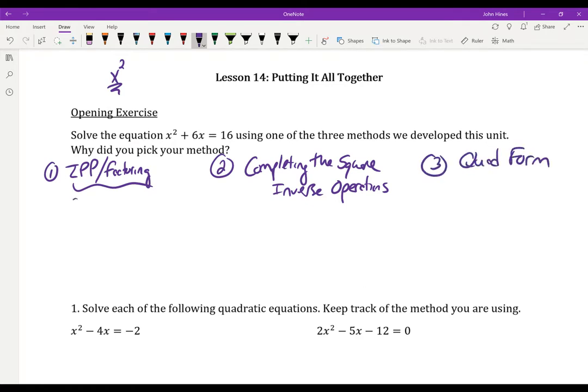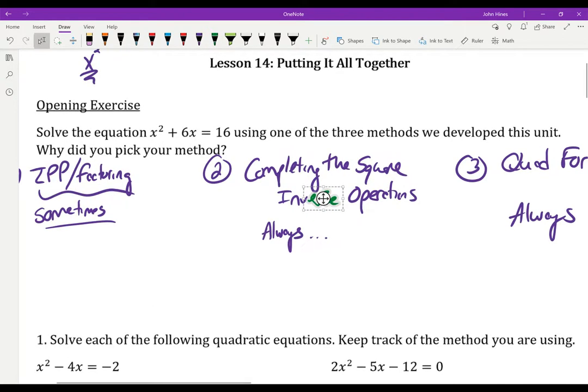So factoring sometimes works. Factoring is one of those quick sometimes methods. Completing the square always works, but can get messy. Quadratic formula also always works and takes care of those messy completing the square cases where you're going to say that's too hard, let's use the quad formula. So those are our three methods to solve quadratic equations. We can use the zero product property after we factor. We can complete the square and then use inverse operations, or we could jump right to the quad formula.